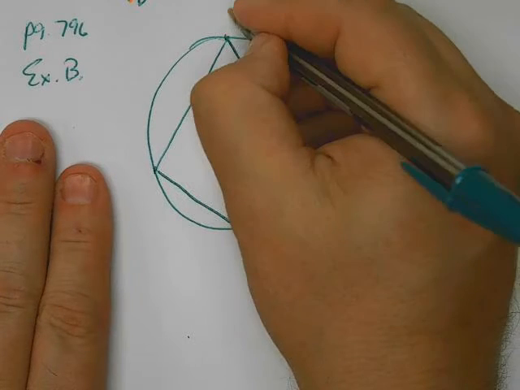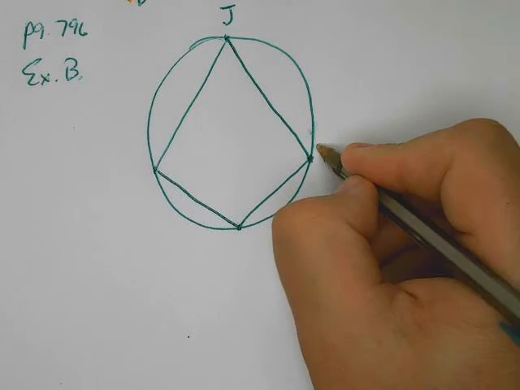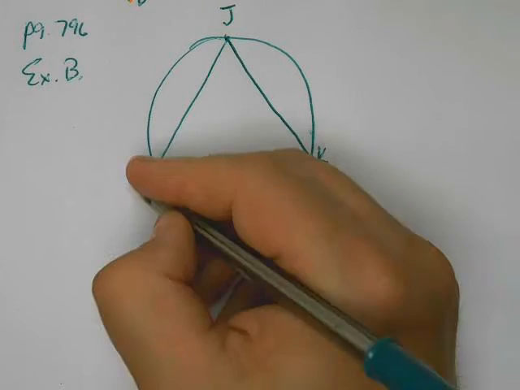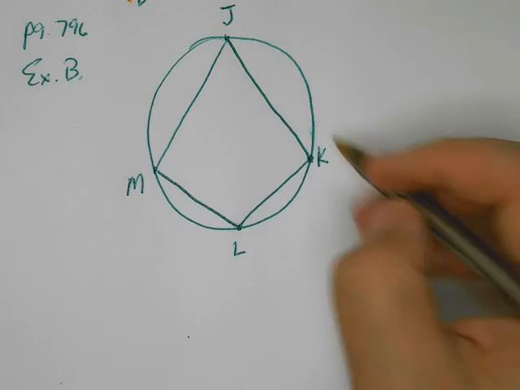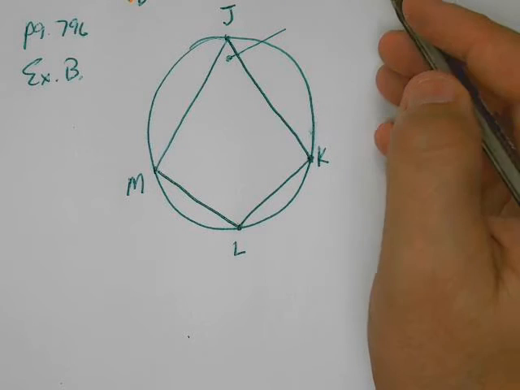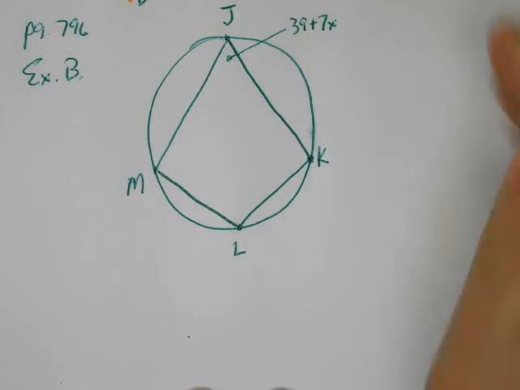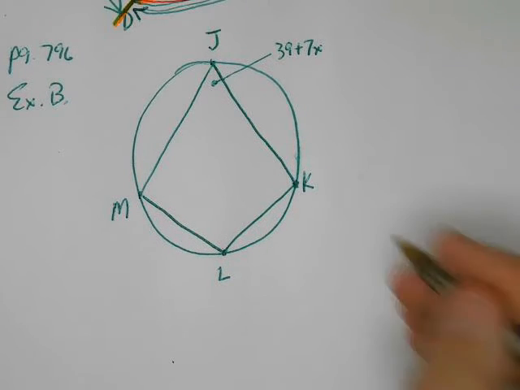Is this top one J? Right, and then what's this over here? K, and L, and M. Okay, and then what's the expression for J? So I don't have to look in my book. What's the expression represented for J? 39 plus 7x. Is it on the screen? Okay, good. And what about K?